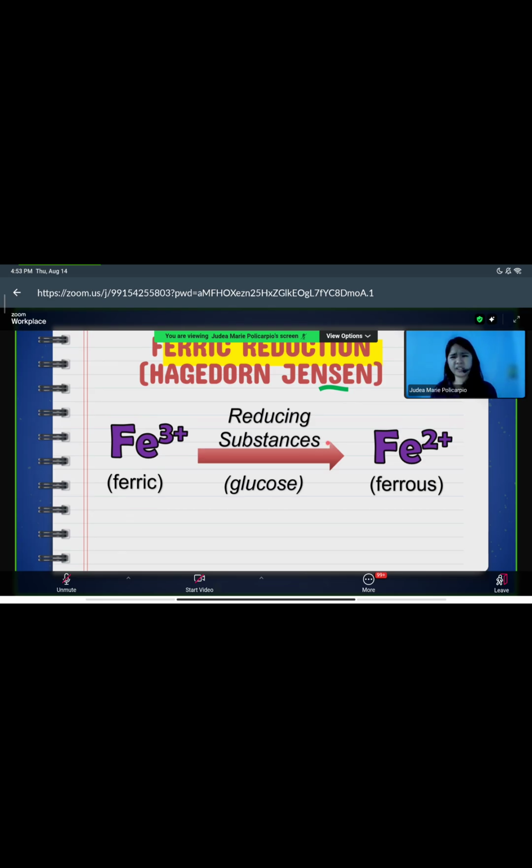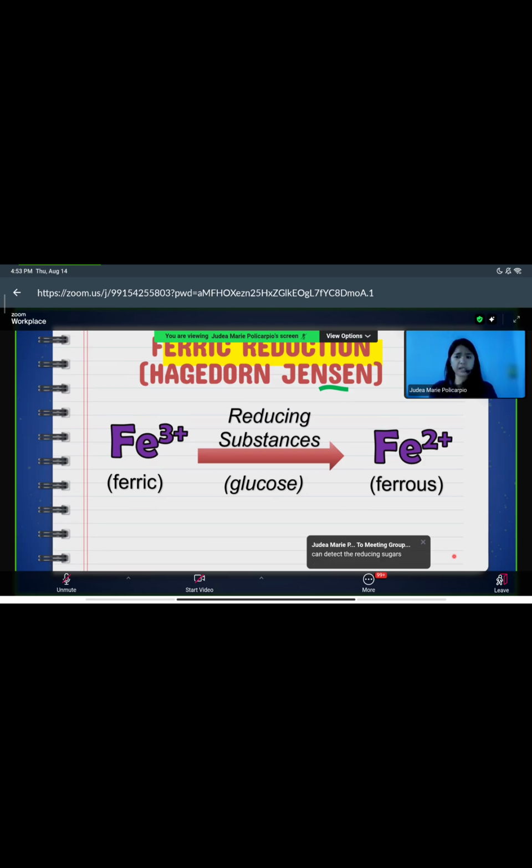However, reduction pa rin yan, meaning applicable pa rin yung dalawang notes natin kanina. Ano yung dalawang note natin kanina sa copper reduction? Kagaya lang sa ferric reduction. Ferric reduction is not specific also for the glucose. Hindi siya specific for glucose. Bakit? Kasi they can also detect the reducing sugars.